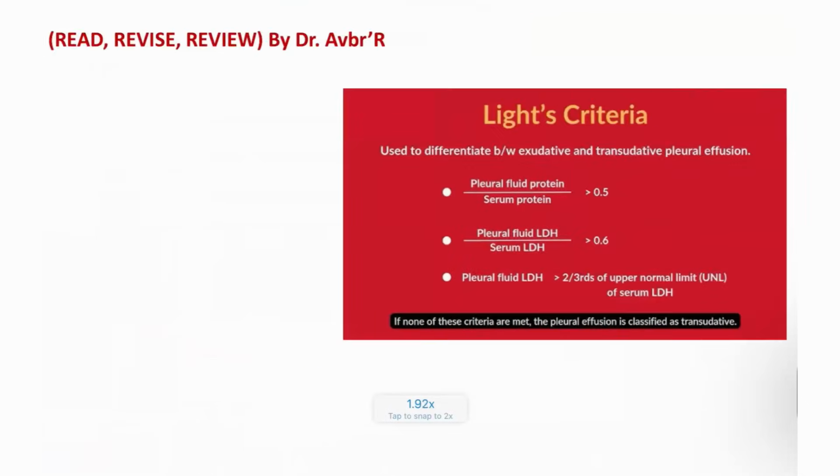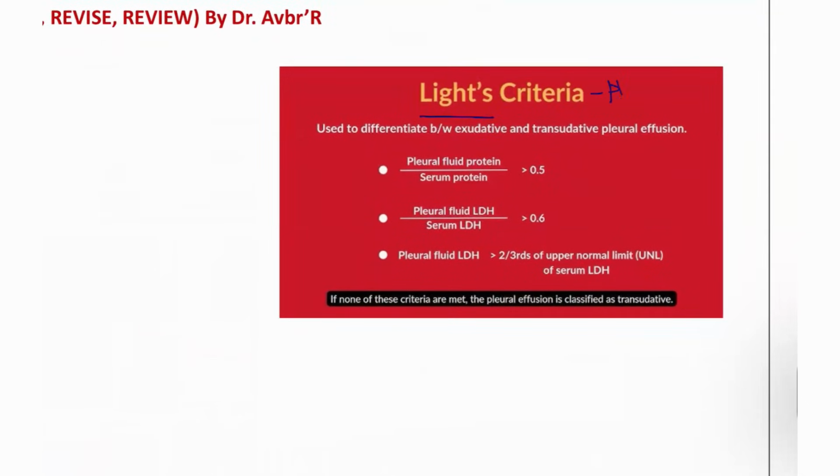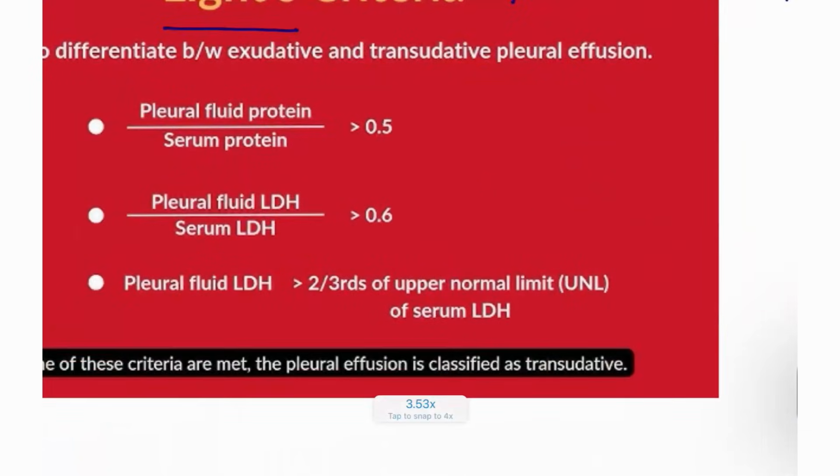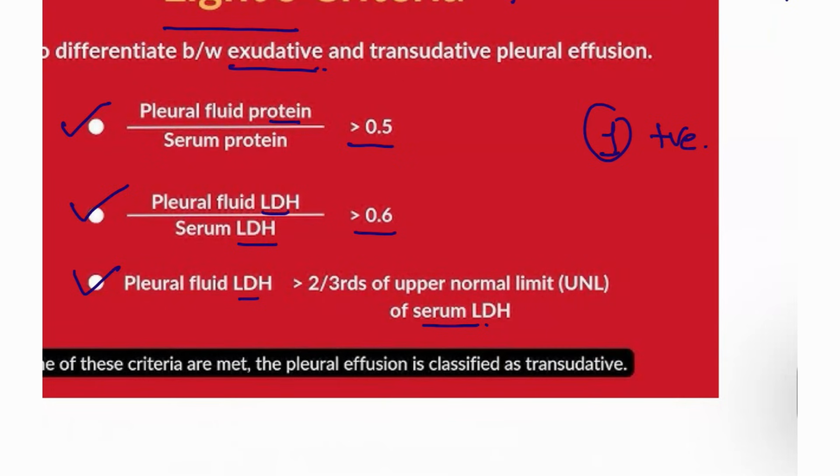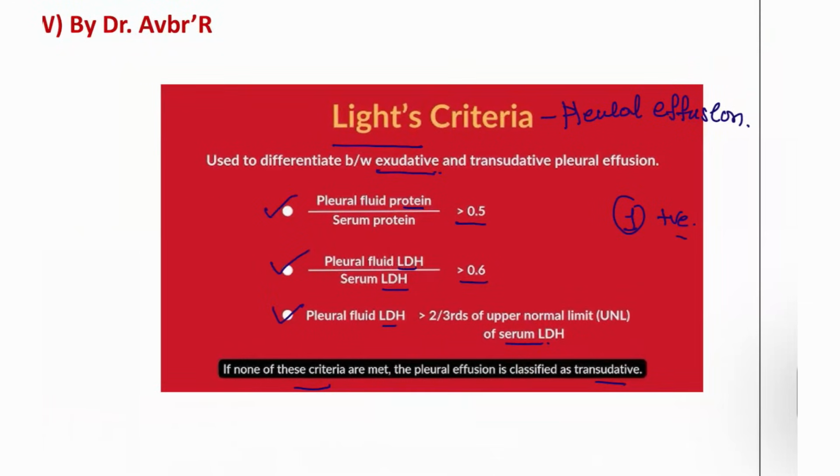Next, we are going to see the Light's criteria seen in patients with pleural effusion. In this pleural effusion, you have 3 different parameters. One is the pleural protein versus serum protein ratio, more than 0.5. Another is the pleural fluid LDH and serum LDH ratio more than 0.6, and pleural LDH more than 2/3 of the upper limit of the serum LDH. If any one is positive, then we can consider this as exudative. If none are met, then it is classified as transudative. That is the Light's criteria that you have to understand.